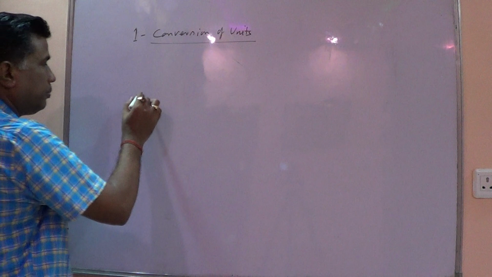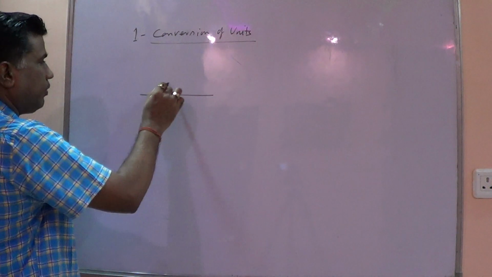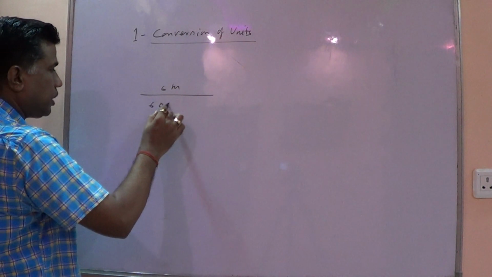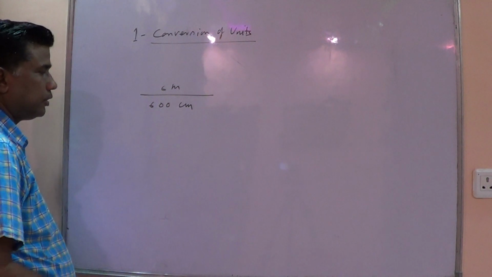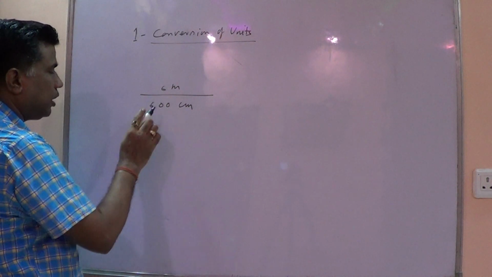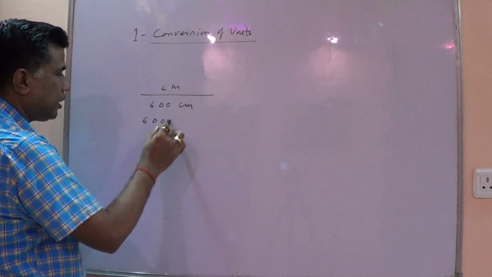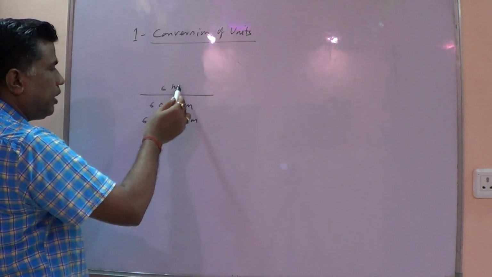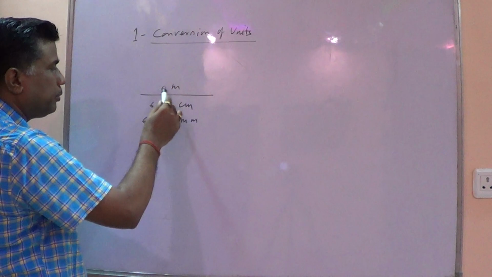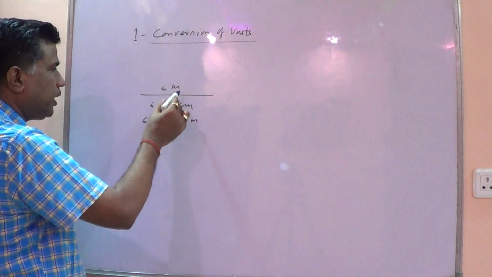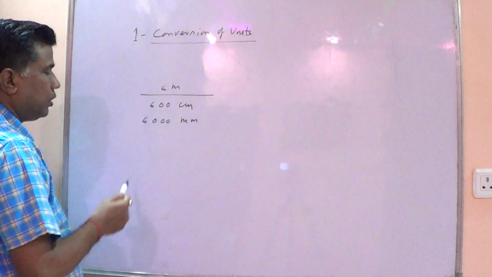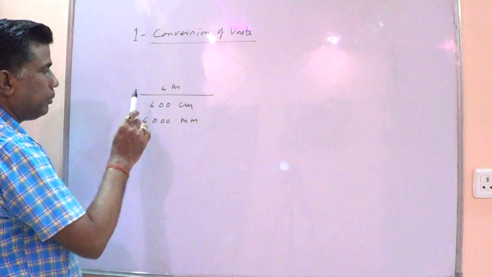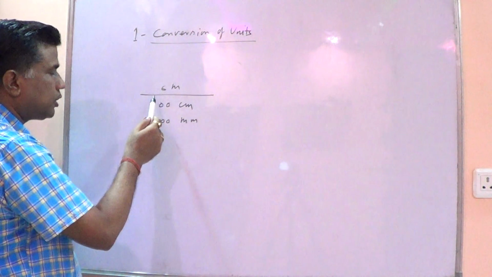Students, suppose we have an object having length 6 meter. So one can write it is equal to 600 centimeter. In some other unit we can write it is 6000 millimeter. Students, this 6 is numerical value, meter is unit, and there is product between them. So the product of numerical value and unit is called magnitude. So we can say the magnitude of this physical quantity is same, but in different units its numerical value is different.